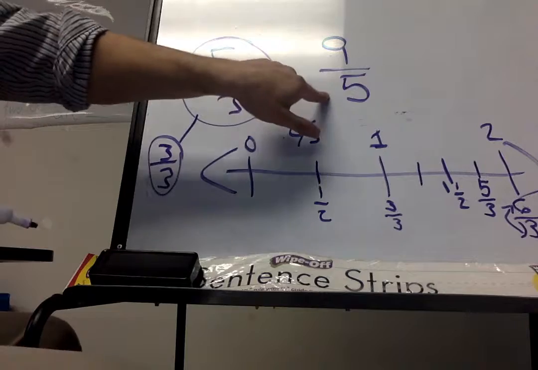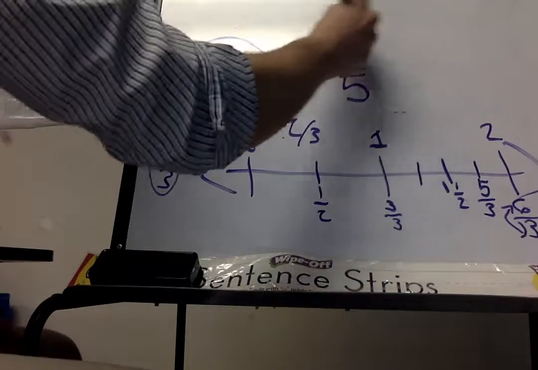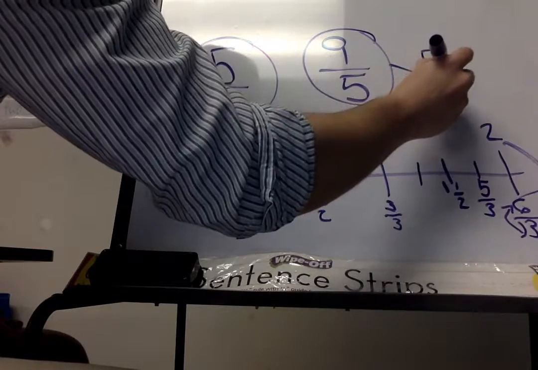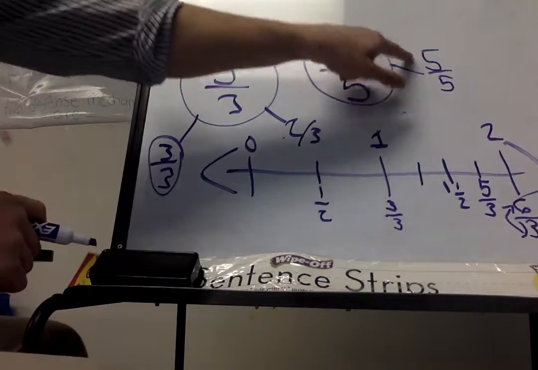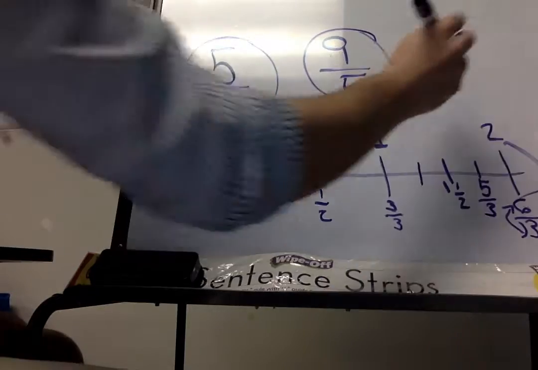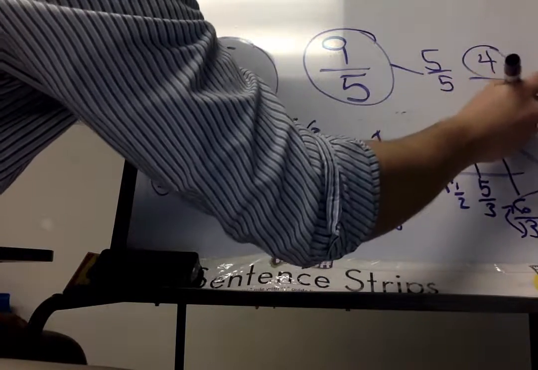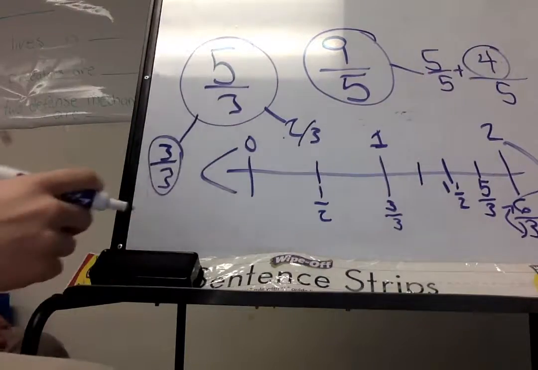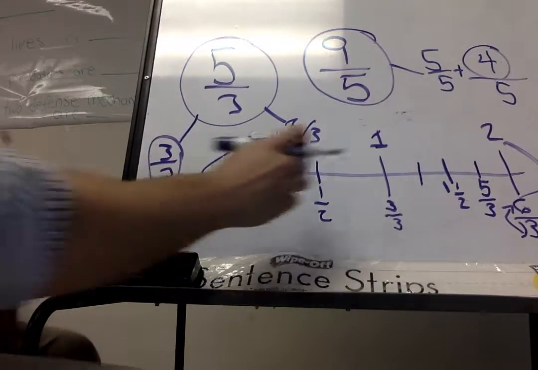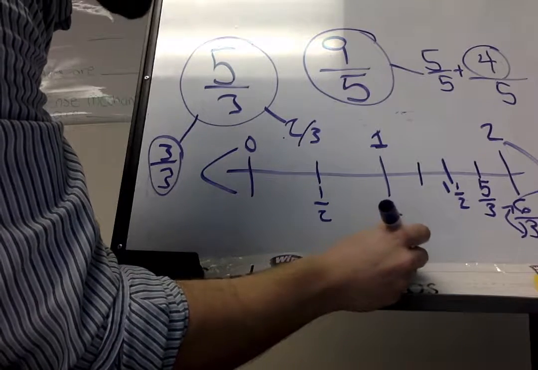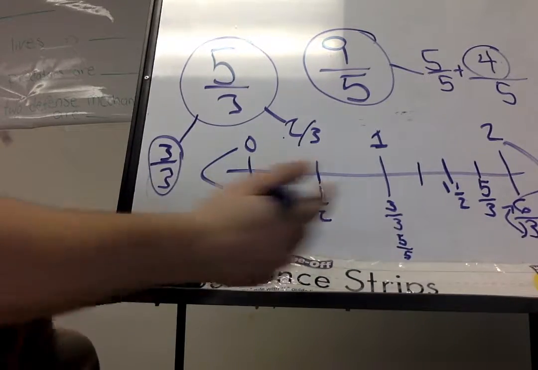I'm going to do the same exact thing for this other fraction, 9/5. I know that 5/5 is equal to 1 whole. I know that 5 plus 4 equals 9, so I have 4/5 left over. So I have 5/5 plus 4/5. Again, I'm going to go to my number line. I see I have my whole. I'm going to put my 5/5 there. I know 5 plus 5 is 10.